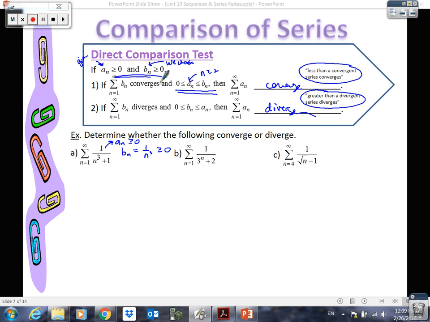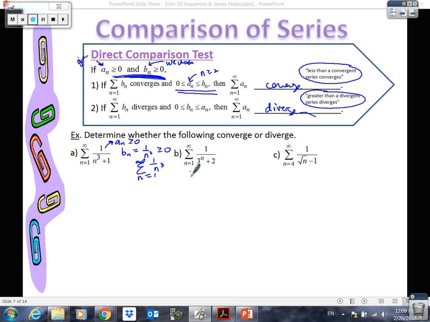So this is what we're doing. We're saying that those things are true. And in fact, we can only use the test if that's true. If we have negative terms, we're going to have to go to a different test. Okay? All right, so this is the series we're going to use. We're going to write the summation the same way for our comparison series: n equals 1 to infinity of 1 over n cubed. And we're going to write it just like that.